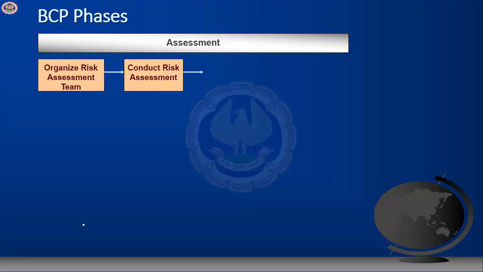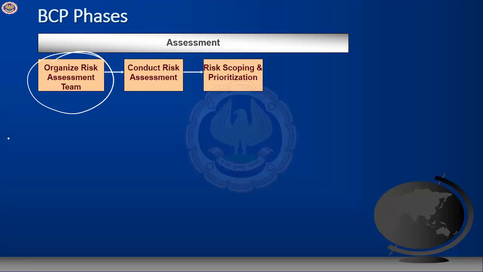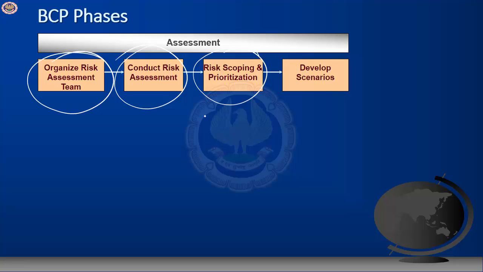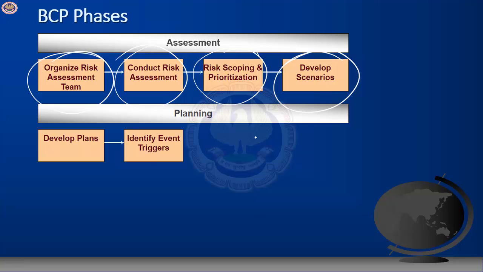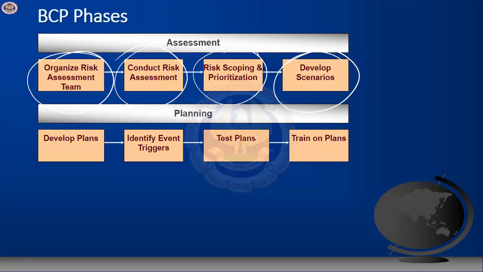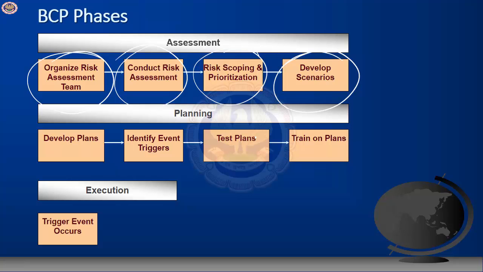Let's look at the phases pertaining to the business continuity plan. You have to first of all organize the risk assessment team. Based on that, they conduct a risk assessment. You do the risk scoping and prioritization in terms of what are the different types of events which can happen, what the impact is, and you prioritize the events. Based on that, you develop different types of scenarios, threat scenarios or risk scenarios, based on the vulnerabilities. Once you've got those scenarios, you develop the plans. You identify the event triggers, what could trigger the disaster, and how the BCP is to be activated. You test the plans and you train on the plans by giving the required type of training for the staff. And then you get to the execution, which is the implementation.